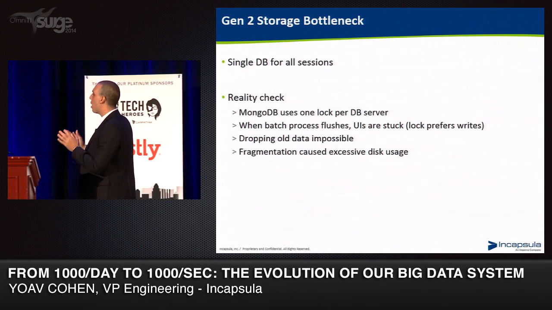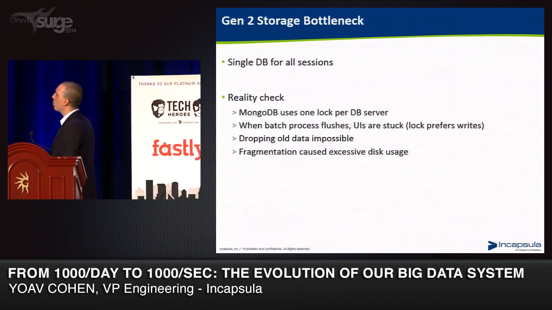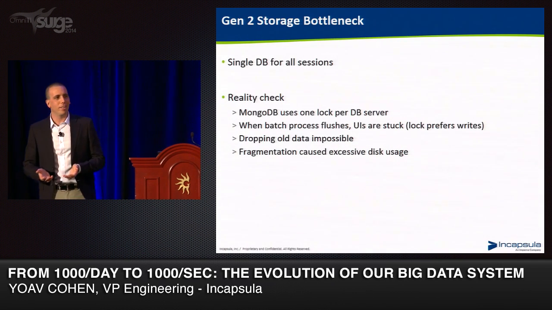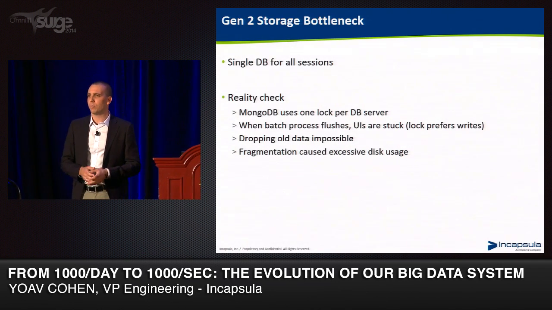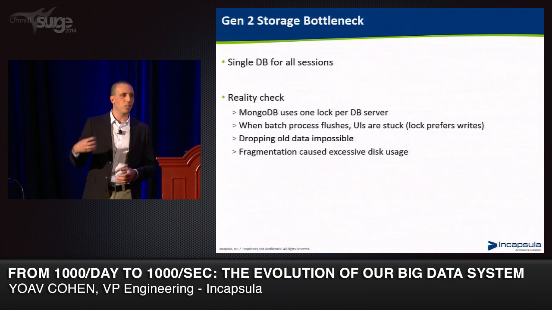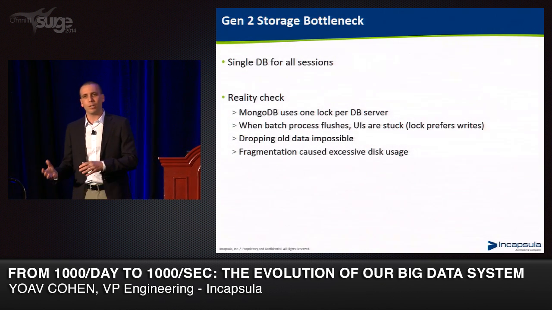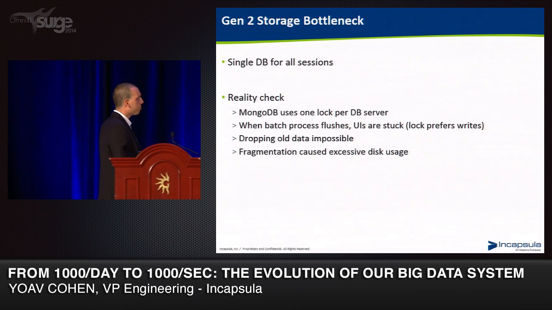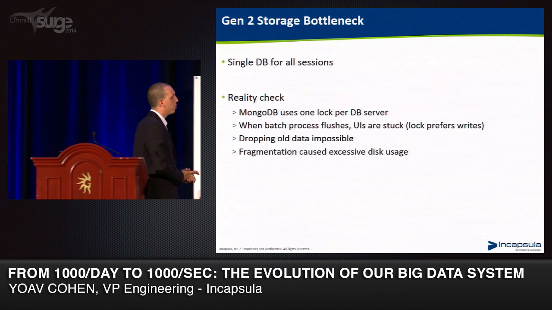So we had a problem with locking, which was a very big problem because people were trying to access the dashboard and they couldn't get the data they wanted because the batch process was flushing data. And if they waited a minute, it was fine, it was very fast. But we couldn't rely on this, we couldn't continue with this situation.